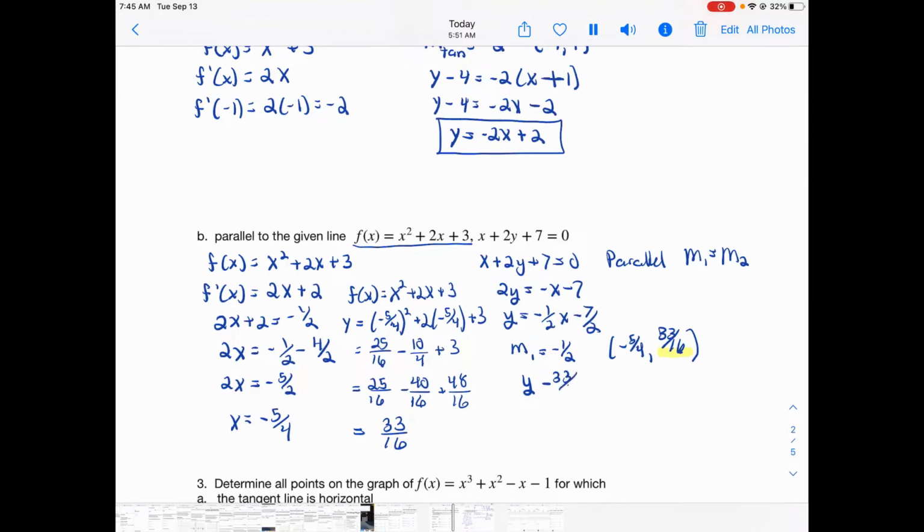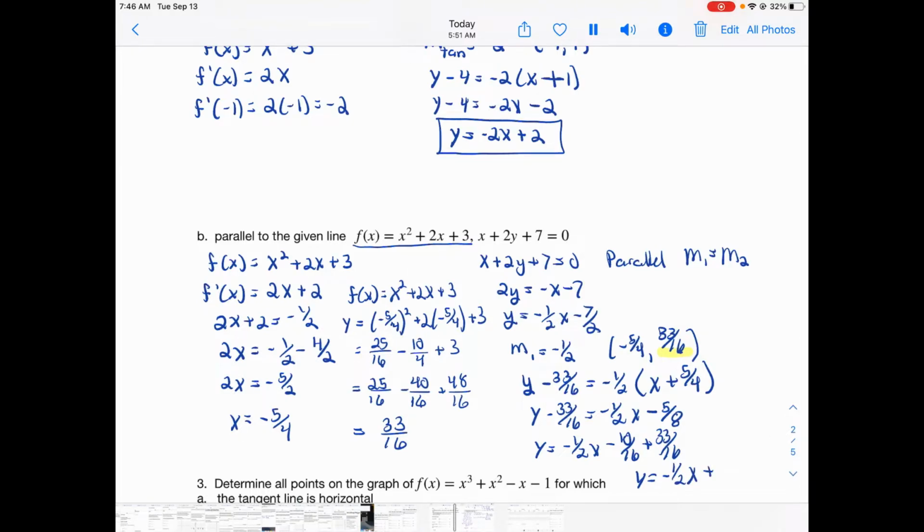So now I have a slope and a point of tangency, so I can find the equation of my tangent line by using my point-slope formula. And I'm just going to simplify this by distributing the negative 1/2 to everything. And then adding the 33/16 to each side. And I get my equation of my tangent line is y equals negative 1/2 x plus 23/16. And that's another example of how to find the equation of your tangent line.